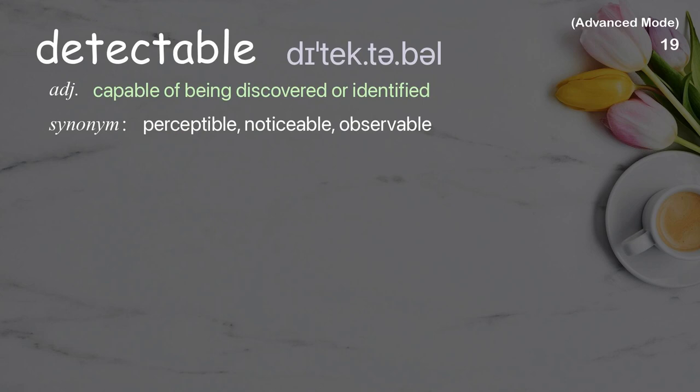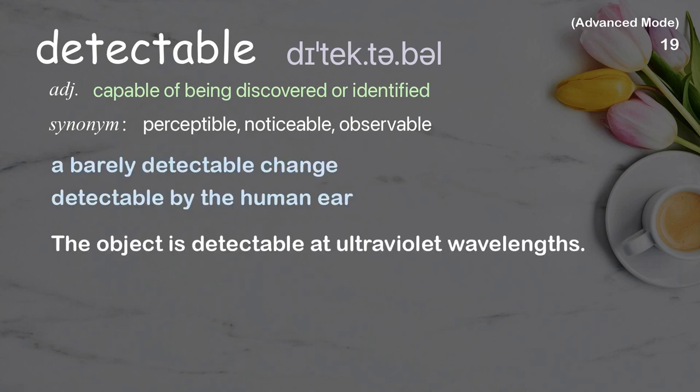Detectable. Capable of being discovered or identified. Examples: a barely detectable change, detectable by the human ear. The object is detectable at ultraviolet wavelengths.